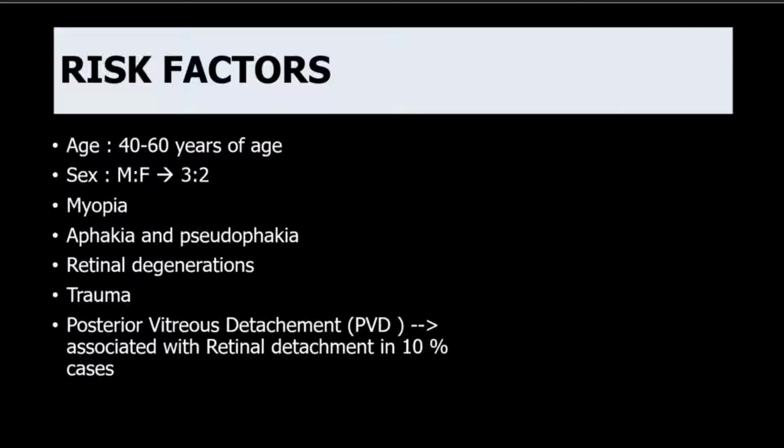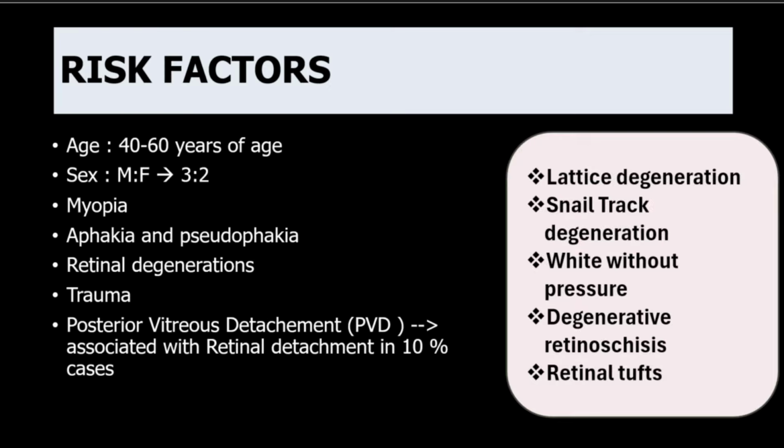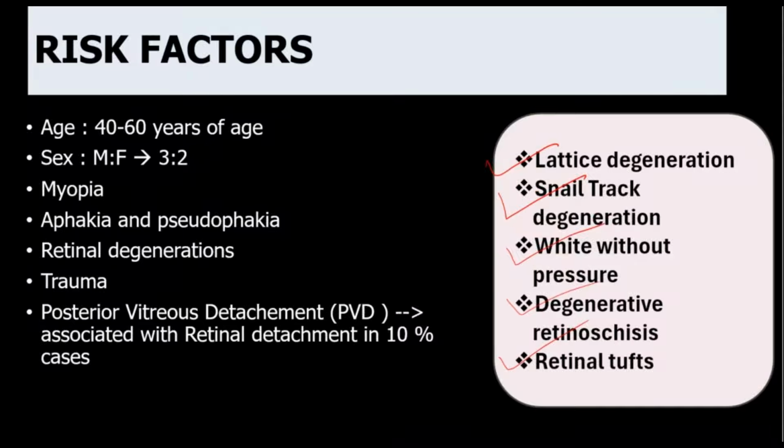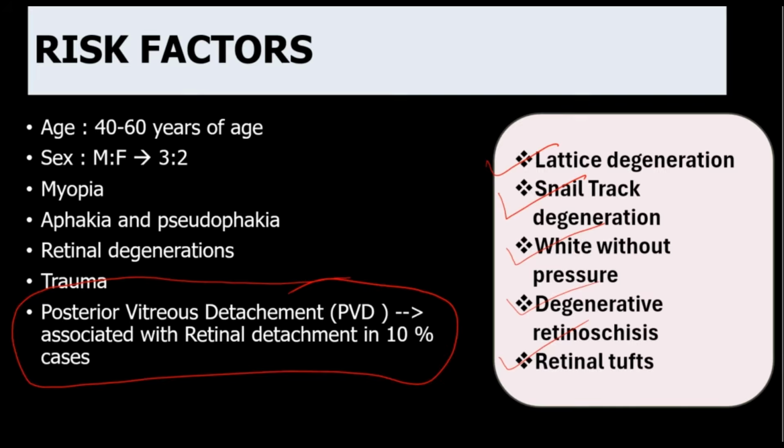Now, we already have a lot of videos on retinal degenerations, where we discussed the important degenerations that can lead to retinal detachments. These were lattice degeneration, snail track degeneration, white without pressure, degenerative retinoschisis, and cystic retinal tufts, right? All these peripheral retinal degenerations can lead to the development of rhegmatogenous retinal detachment. Now, we shall be focusing on this component, the posterior vitreous detachment.